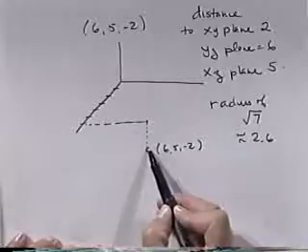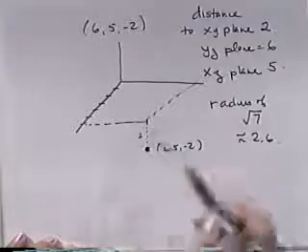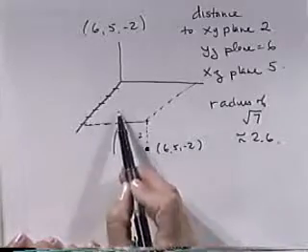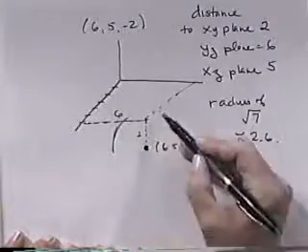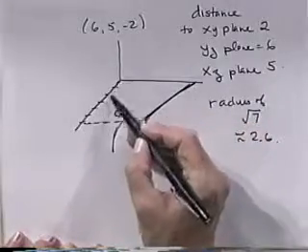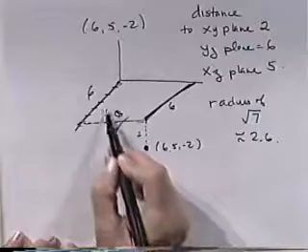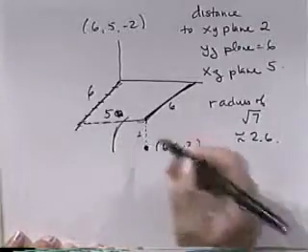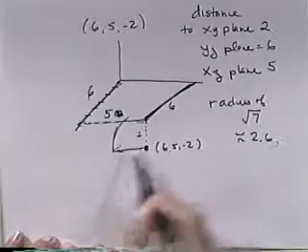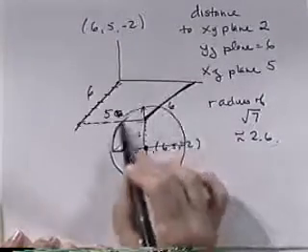Now think about this. From here to here is 2 units, right? So my sphere is going to go a little bit higher than that. You with me? Now what's this distance from here to here? 6. And from here to here is 6, because you went over 6. Then you went in the y direction 5, so this distance is 5, and then we went down 2. So if my radius is 2.6, I can go 2.6 to the left, 2.6 up, 2.6 down, 2.6 back. My sphere is going to look something like this.